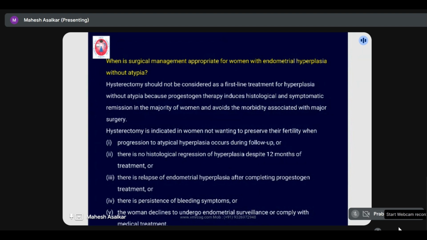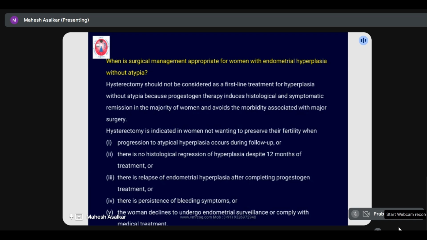Okay, so now when is surgical management appropriate for women with endometrial hyperplasia without atypia? What kind of surgical management is appropriate and when should it be offered? Up till now, for endometrial hyperplasia without atypia, there is no surgical management, there is medical management. But when surgical management is indicated, this slide tells about the indications for surgical management such as hysterectomy.